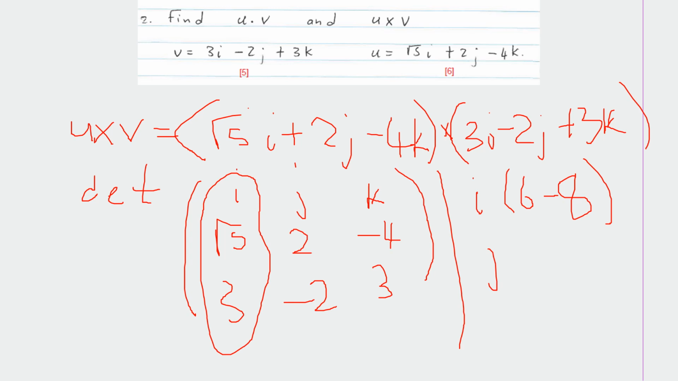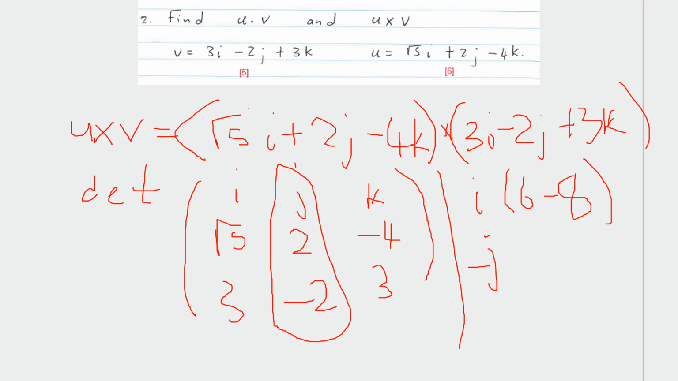And then for the value of j, you put a negative sign. Every time you are looking for j, you will always have to put a negative sign. And then you do the very same thing, so you hide for j. When you hide for j, you're going to cross multiply also. Square root of 5 multiplied by 3 is 3 square root 5. Then you also say 3 multiplied by negative 4. Remember, you put a negative first, and then it's going to be negative 12.